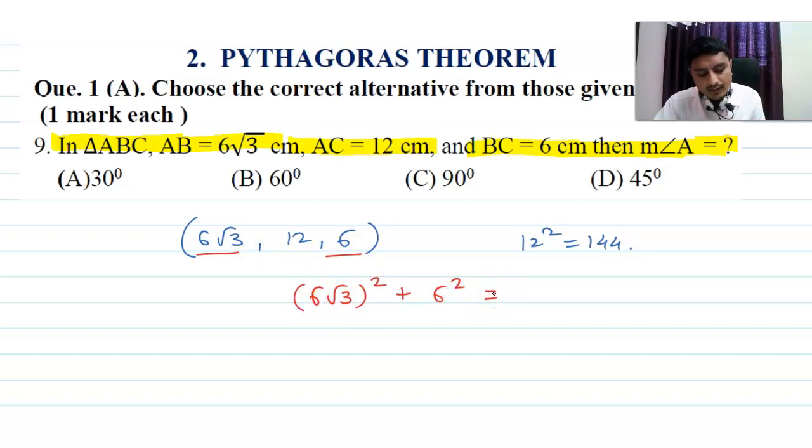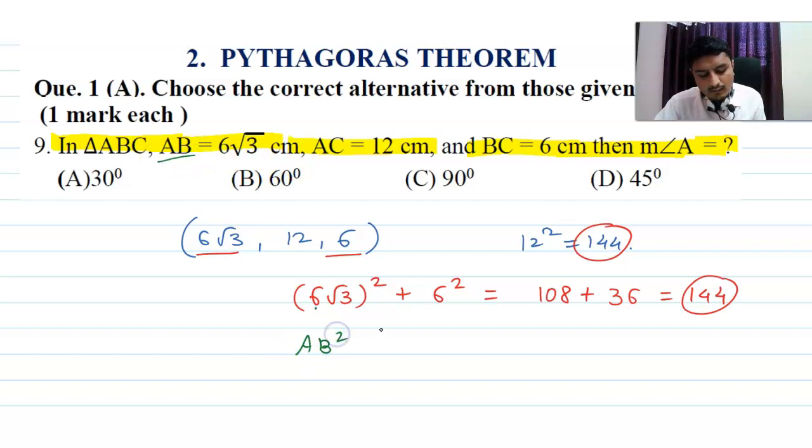Now 6 root 3 the whole square is 36 into 3, which is 108, plus 6 square, which is 36. Once we add them up we get 144. That is exactly equal to 12 square. So here we can write that 6 root 3 centimeter is the value of AB.